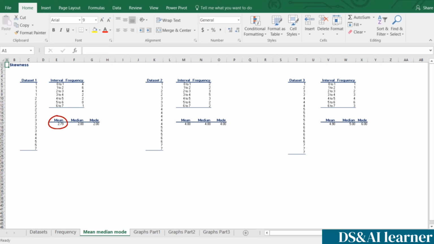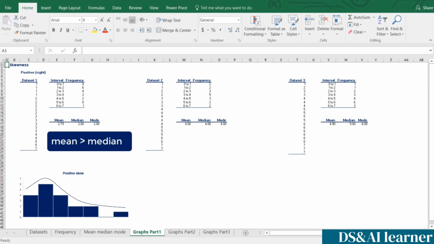The first dataset has a mean of 2.79 and a median of 2. Hence, the mean is bigger than the median. We say that this is a positive or right skew. From the graph, you can clearly see that the data points are concentrated on the left side. Note that the direction of the skew is counterintuitive. It does not depend on which side the line is leaning to, but rather to which side its tail is leaning to. So, right skewness means that the outliers are to the right.